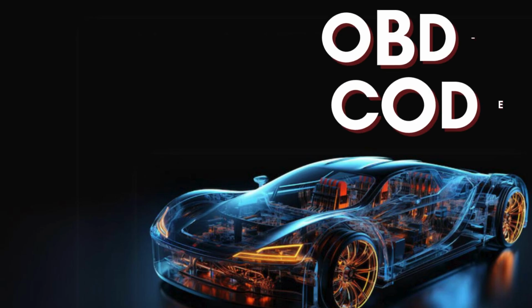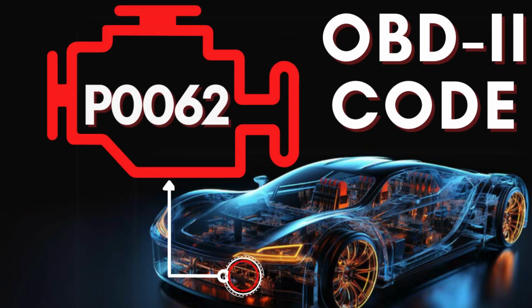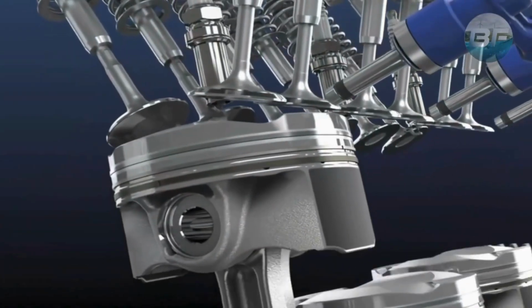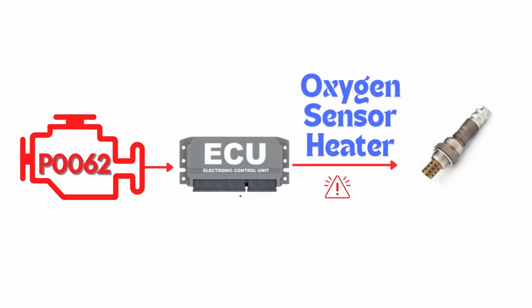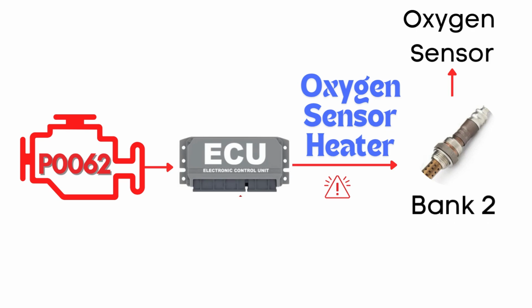Hey there! In this video, we're diving into everything you need to know about OBD2 trouble code P0062. First things first, let's break down what the P0062 code actually is. This code gets triggered when the engine control module detects a fault in the heater circuit of the oxygen sensor. Specifically, we're talking about the oxygen sensor heater circuit for Bank 2 Sensor 3.